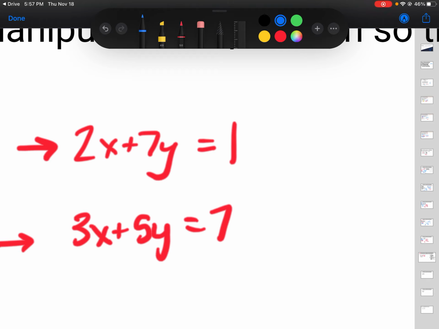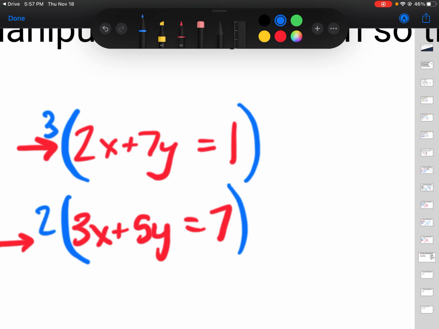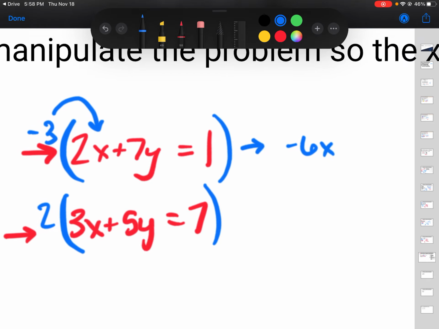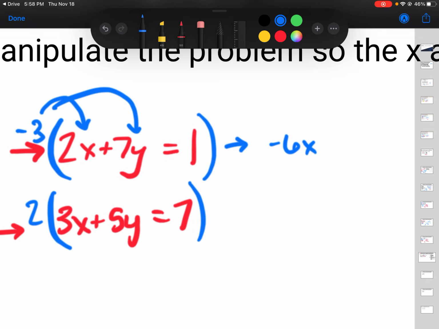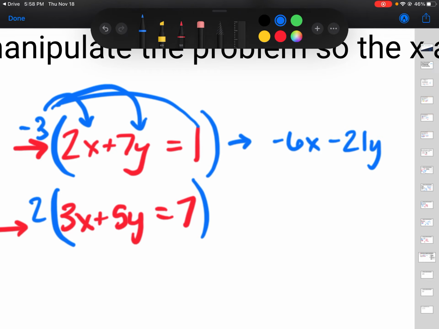If I want to make them both 6, I would multiply the top equation by 3, the bottom equation by 2. One of them has to become a negative 6 to be opposites. So we'll do that on the top equation. Negative 3 times 2x becomes negative 6x. Negative 3 times 7y, negative 21y. Negative 3 times 1, negative 3.